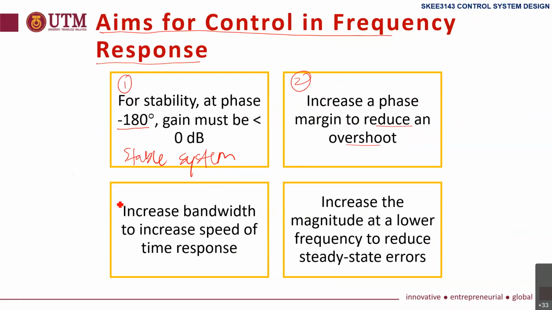Number three, because we want to increase the speed, we have to increase the bandwidth, omega. And finally, number four, because we want to reduce error, we have to increase the magnitude at a lower frequency. Because if we increase the magnitude at a lower frequency, then we will have higher Kp, Kv, and Ka. Higher Kp means less error. So these are four things to be done in control design using frequency response.